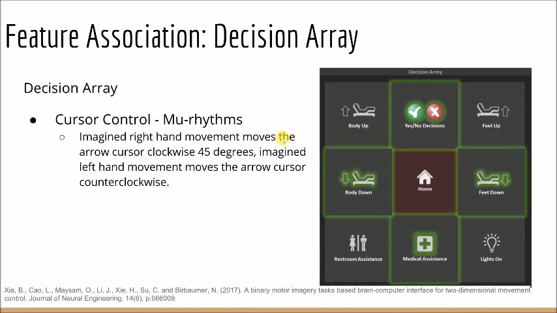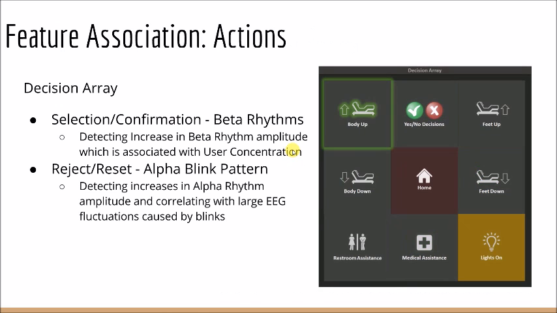The user interacts with the decision array using a cursor or highlighted square. The cursor is controlled using mu rhythms, specifically imagined right or left-hand movement. Imagined right-hand movement moves the cursor 45 degrees clockwise, while imagined left-hand movement moves the cursor counterclockwise. Once the user has moved the cursor to the ideal location, the user can select a tile by eliciting a beta rhythm through intense concentration.